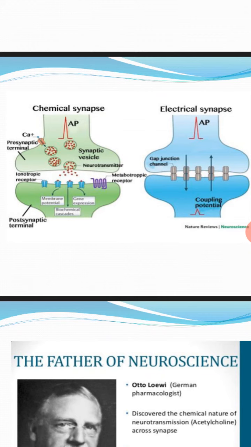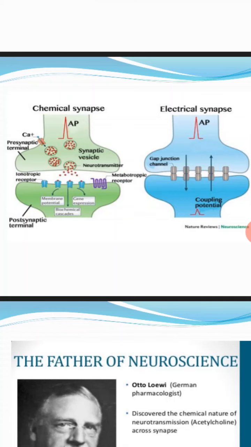Calcium will come inside, and what will it do? It will press the presynaptic vesicles, and they will come to the presynaptic membrane, because whatever chemical is filled inside has to be released. Send it, so that these neurotransmitters come into the synaptic cleft, and here in the postsynaptic membrane they have the receptors.